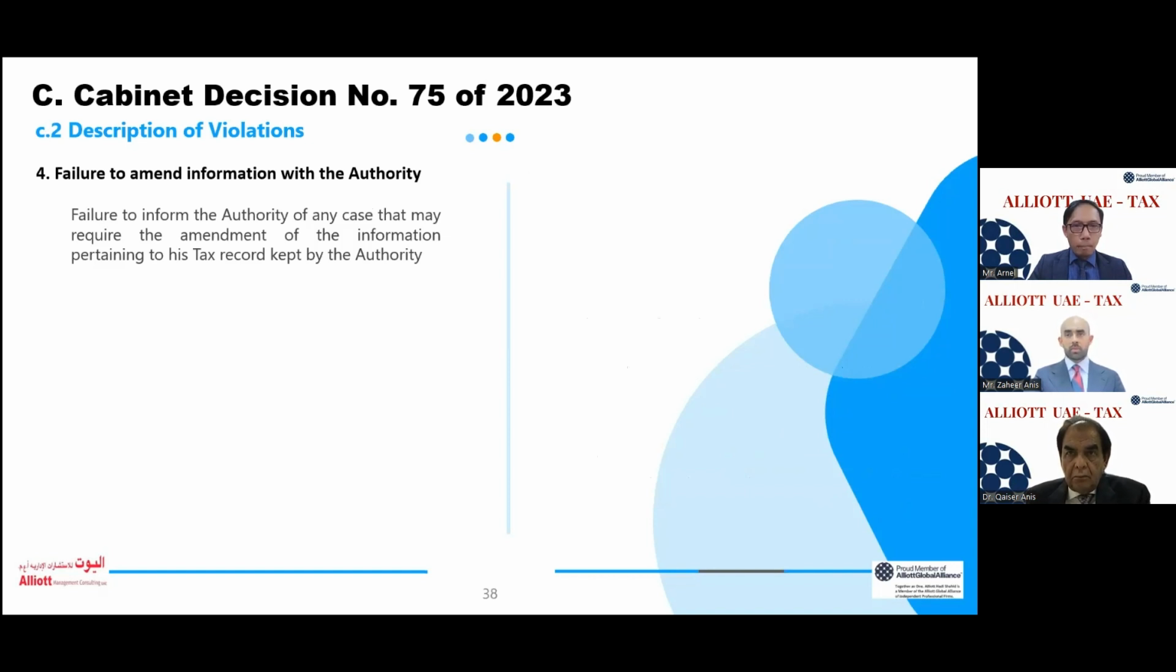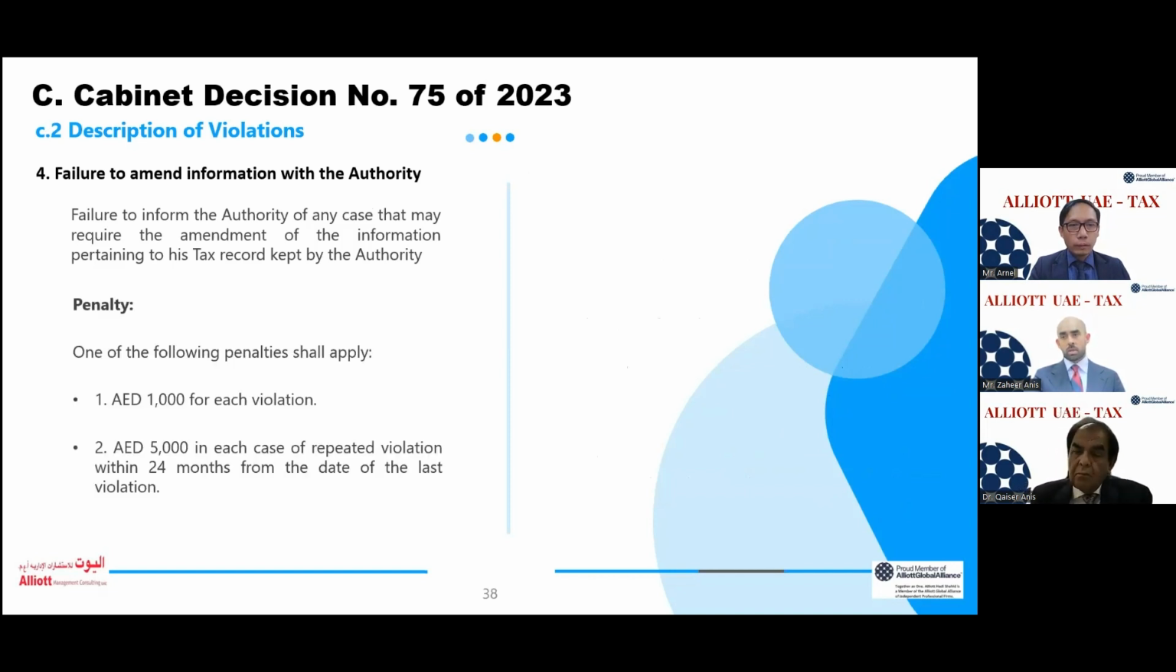This is administrative. Arnold, if you can tell us about folks who may not inform the FTA or the tax authority regarding any changes in their legal documentation or management. Okay, so this particular violation is actually common. Most of what we have noticed is that people are not aware of this type of violation, wherein we are not updating the information provided to the authority.